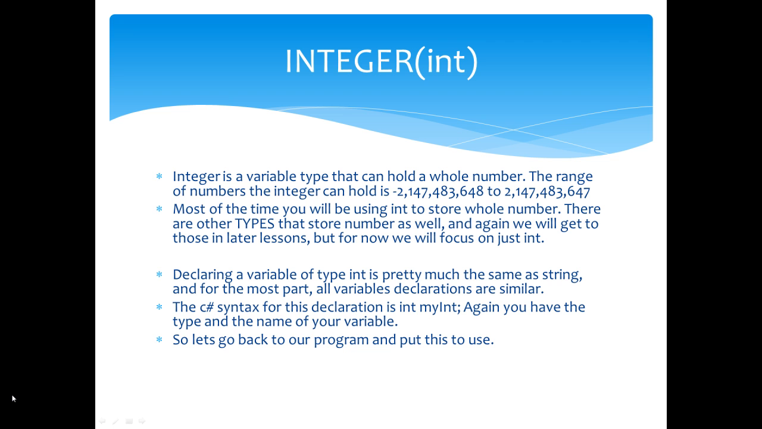Declaring a variable of type int is pretty much the same as string, and for the most part, all variable declarations are similar. The syntax for this declaration is int and myInt, similar to the string, where string was the type and you had the name of your actual variable. So now let's go back into our program and see if we can put this to use here.